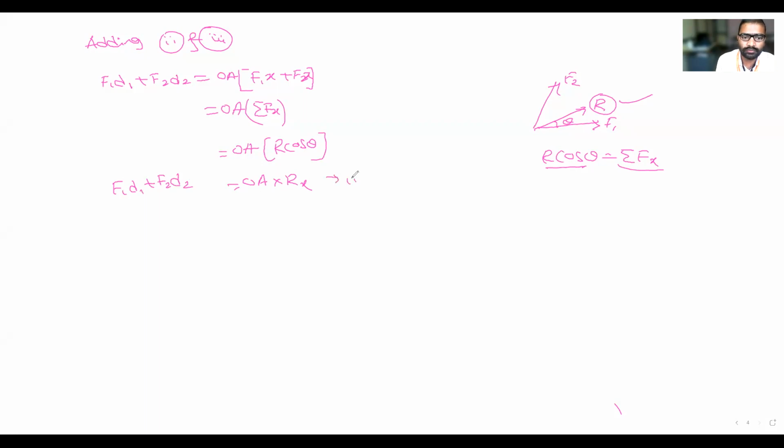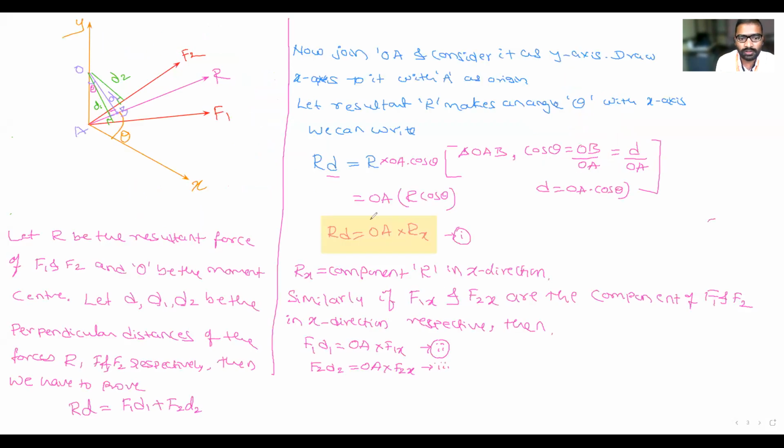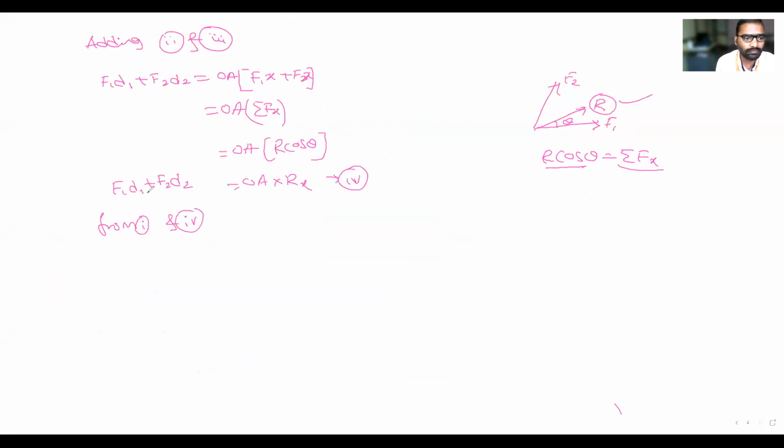So this is equation number 4. From equation number 1 and 4: equation number 1 is R into D is equal to OA into Rx. Here F1 into D1 plus F2 into D2 is equal to OA into Rx. In equation 1 and equation 4 the right-hand sides are the same, so I can write F1 D1 plus F2 D2 is equal to R into D.